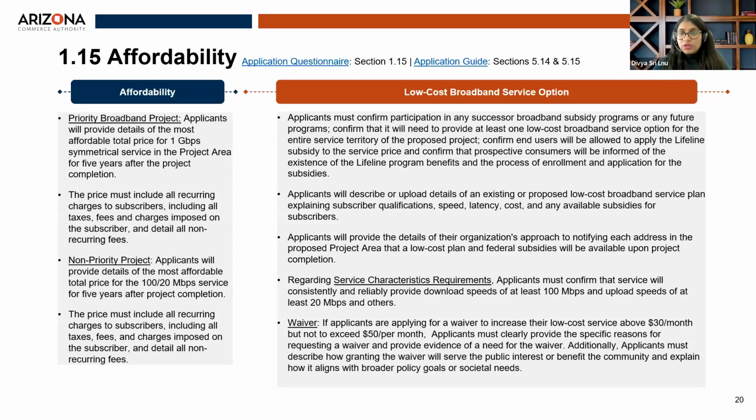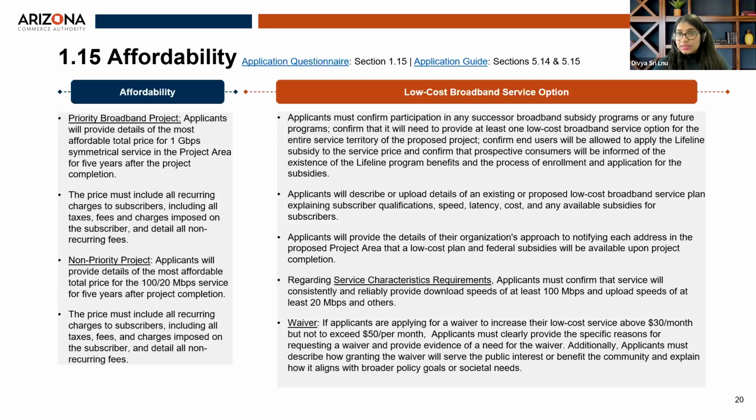This will also include a requirement to detail out the marketing plan and outreach plan for the low-cost broadband option that they propose to serve. Following this is also a service characteristic requirement section, which is more of a checkbox section in terms of complying with the low-cost broadband service option requirements, which is about $30 per month, but not exceeding $50 per month.